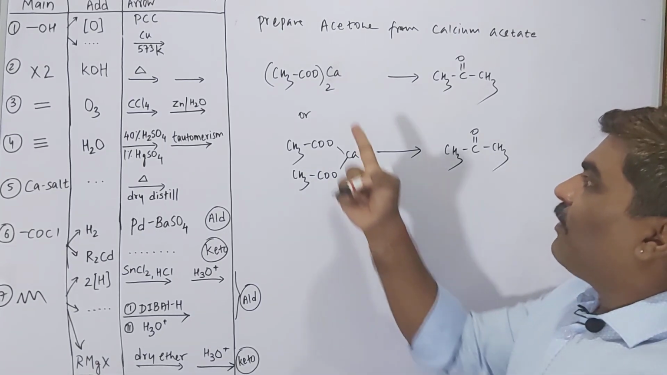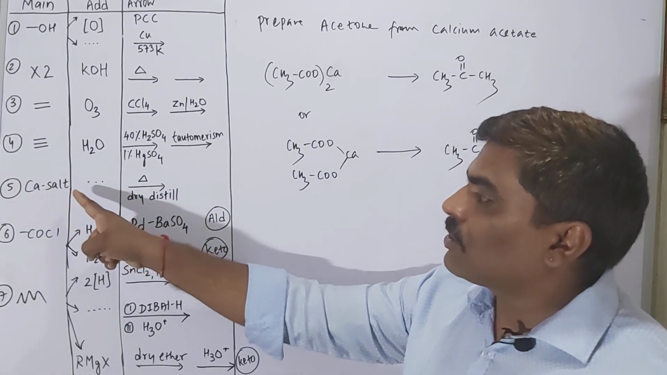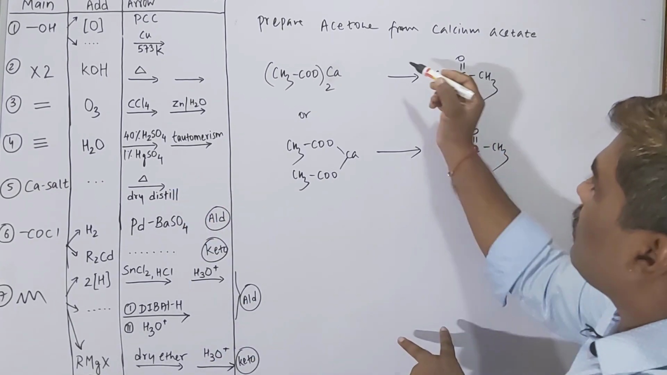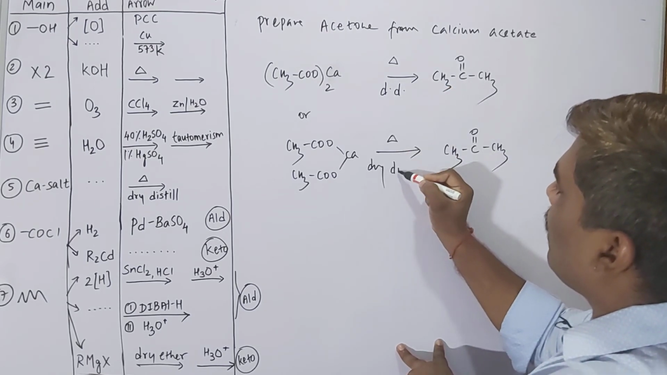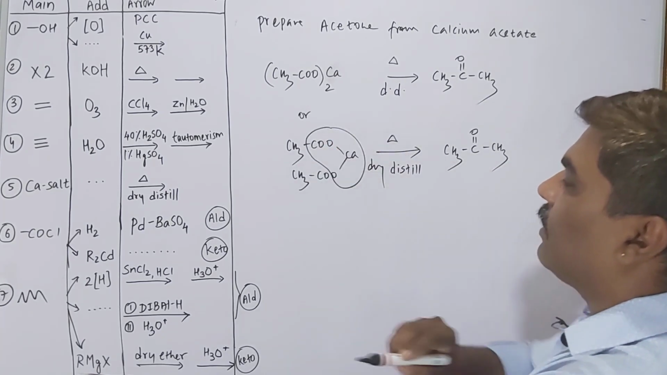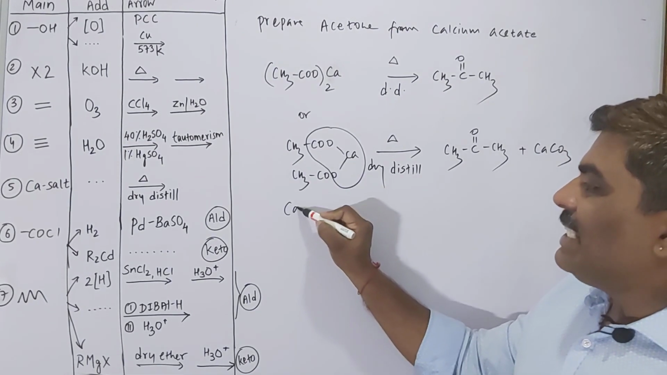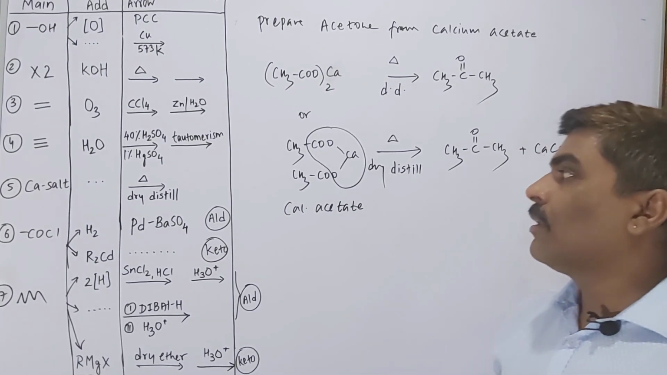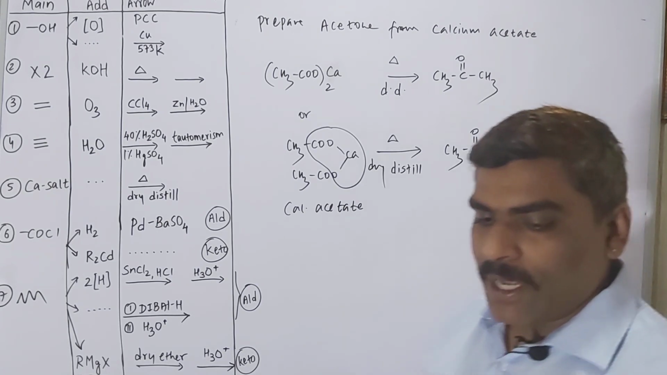Now just find out which number this belongs to. As calcium salt is there, we are not adding anything, but on the arrow we have dry distillation, means here we can write dry distillation. So what happens in this, if we see this way, what is given out? Calcium carbonate is given out. So calcium acetate, when dry distilled, gives calcium carbonate and acetone is formed. Okay.